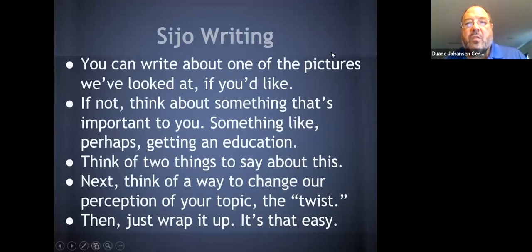If it can be another picture that you have in your mind that's significant to you, think about it. Sarah wrote hers about a picture that she had of her kids, by the way, which is the one we looked at earlier. Okay, so think about something that's important to you. Again, for my students, I usually say getting an education because that's why they're at the Excel Center. And then make people see you or it a little bit differently. Okay, and wrap it up. Those are the 3 steps for writing a Sijo.